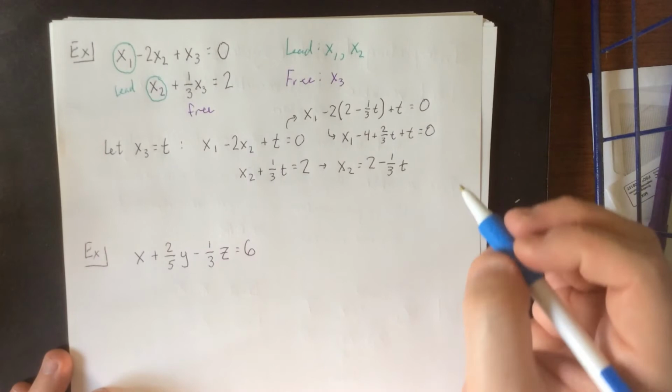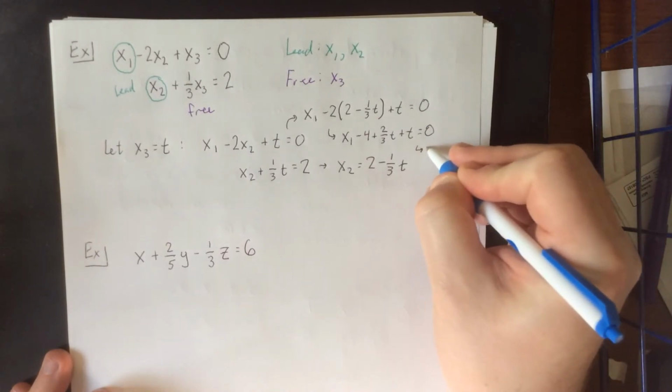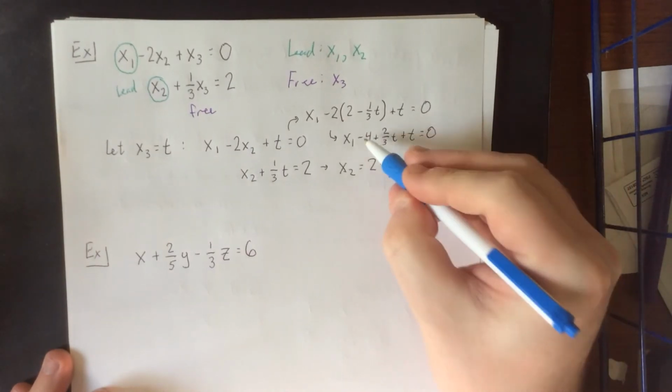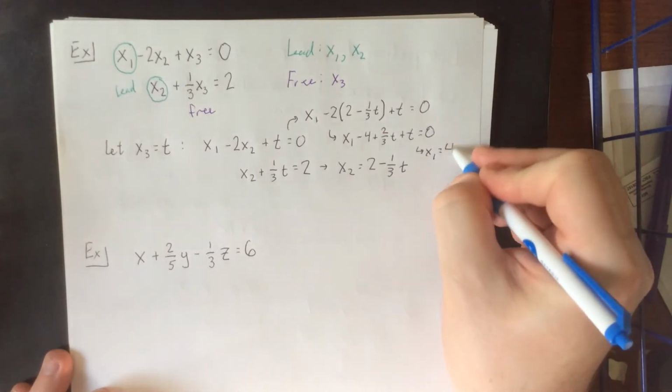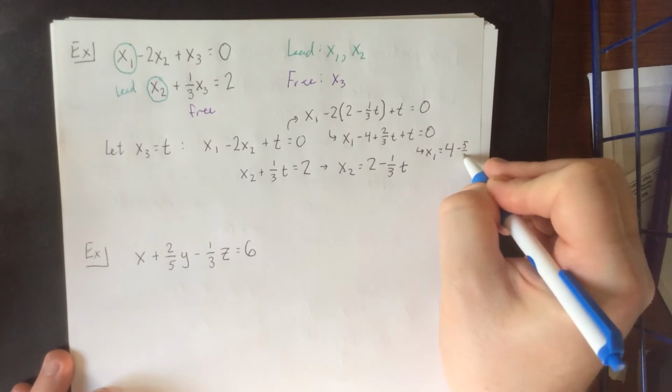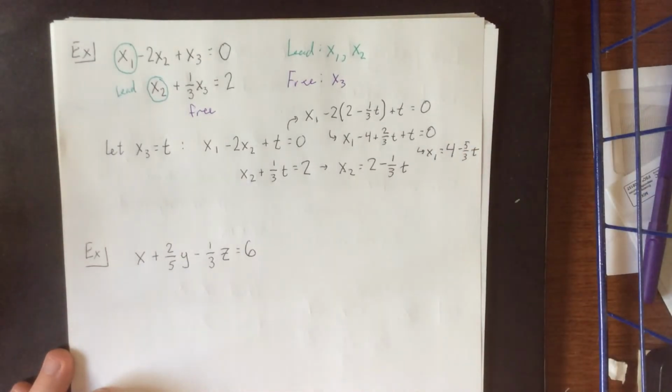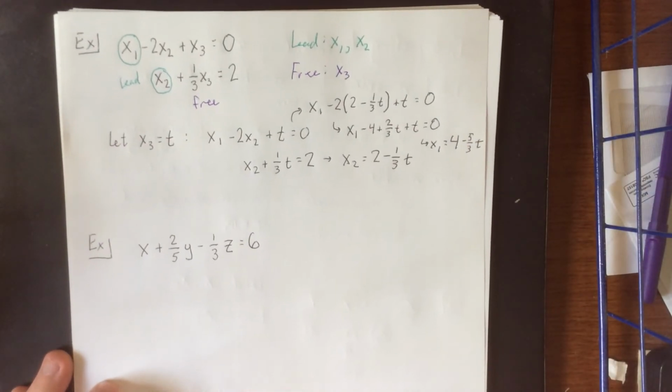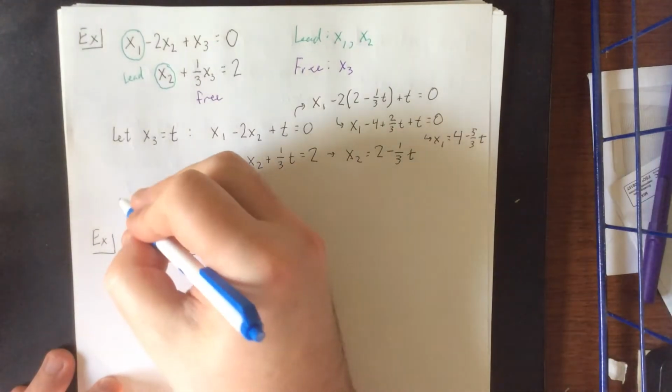Once you do that, let's see, we'll say x1 is equal to, we'll have to add the 4 to both sides, so that'll be plus 4, and then subtract the 5/3 t. Boy, we made it work, but again, did not space this out particularly well.